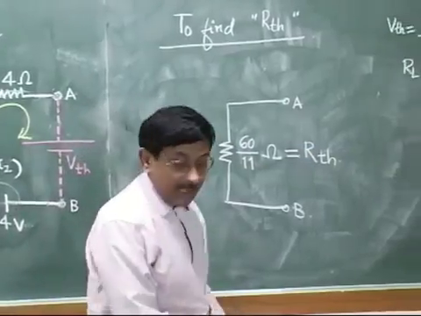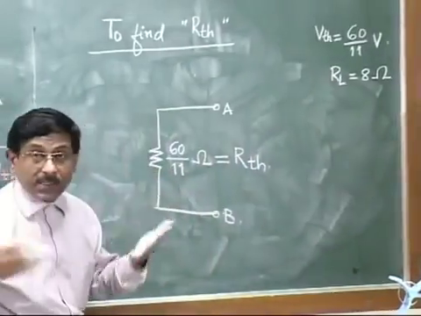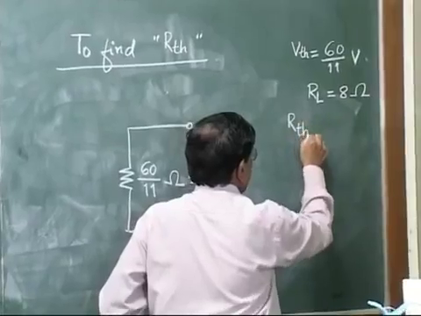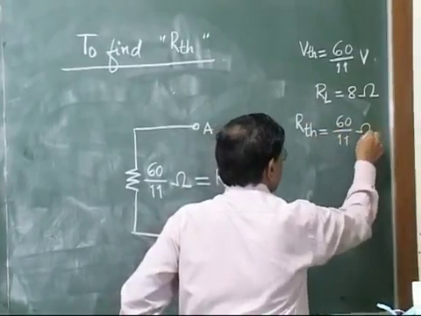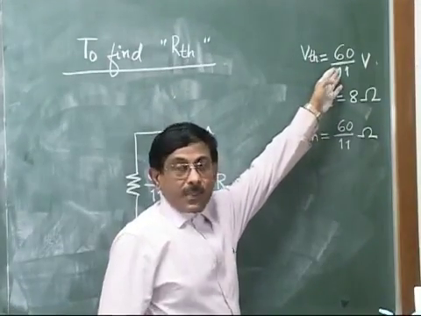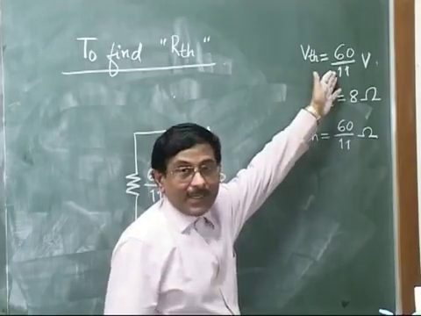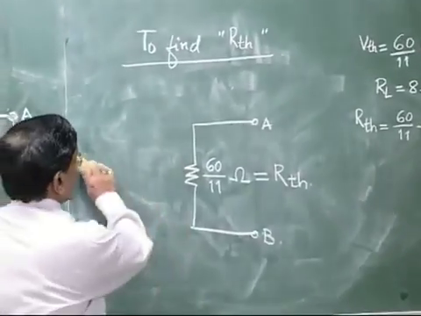So the third value that we needed, I will write it here. We are compiling the answers in each step. So here RTH I will write as 60 by 11 ohm. Now maybe these two values you are getting the same is just a coincidence. It is not every time like that. So these values we have got in our first 4 steps.